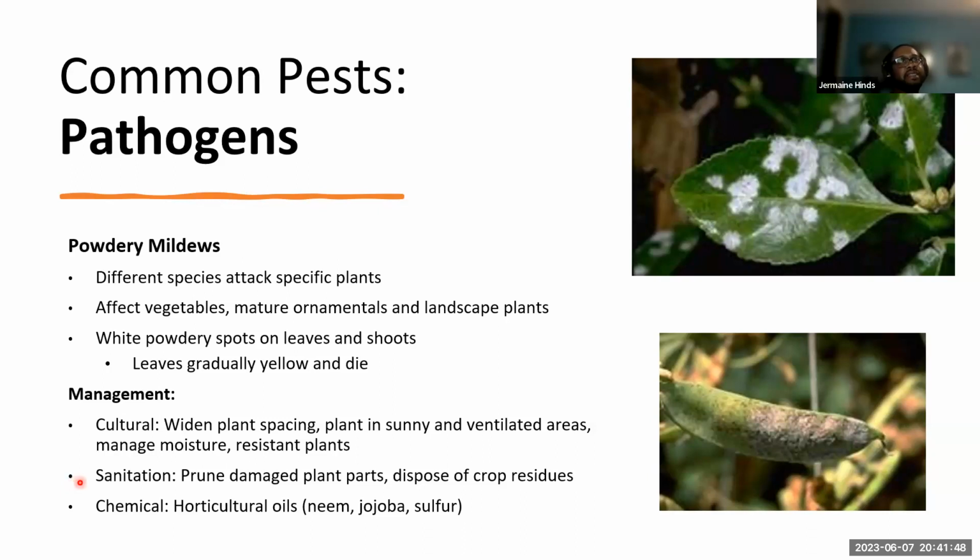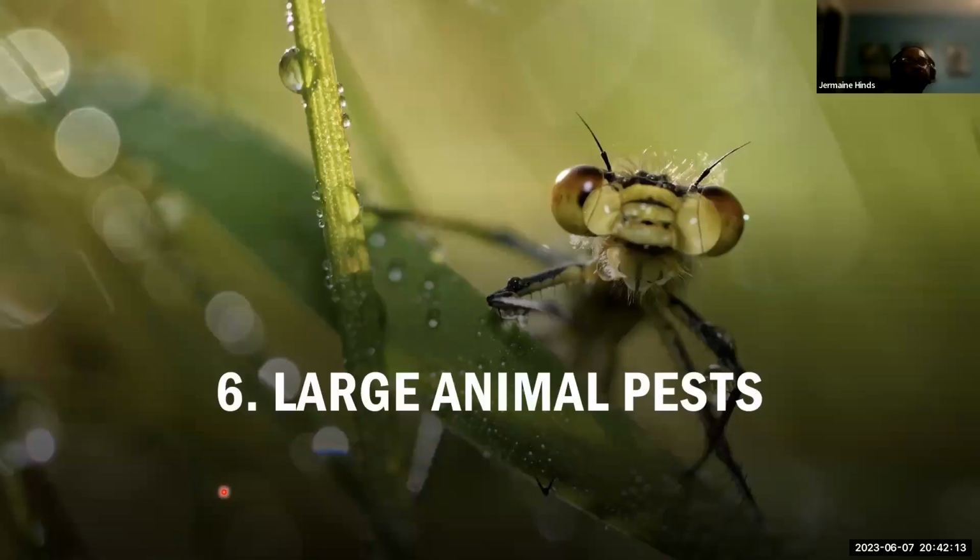Then there's also sanitation. If you have an infected plant, you want to prune those infected parts and dispose of those crop residues so they can't inadvertently spread to healthy plants. There are chemical plant horticultural oils that can be used to help against powdery mildews, and those include things like neem, jojoba oil, and sulfur. And so those were some of the insect, weed, and kind of pathogen pests.